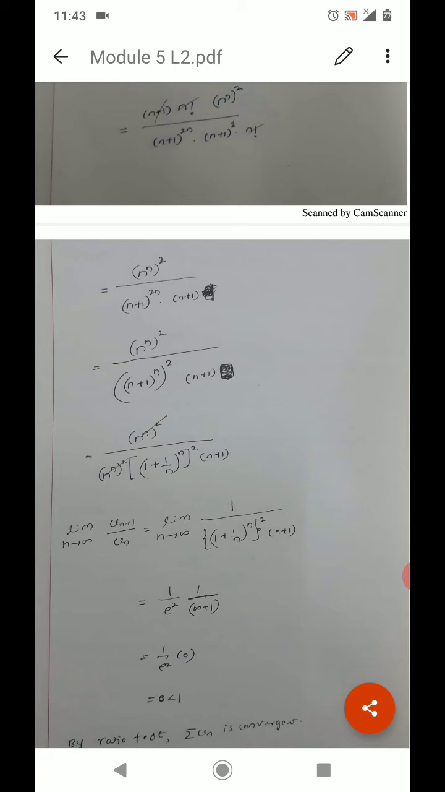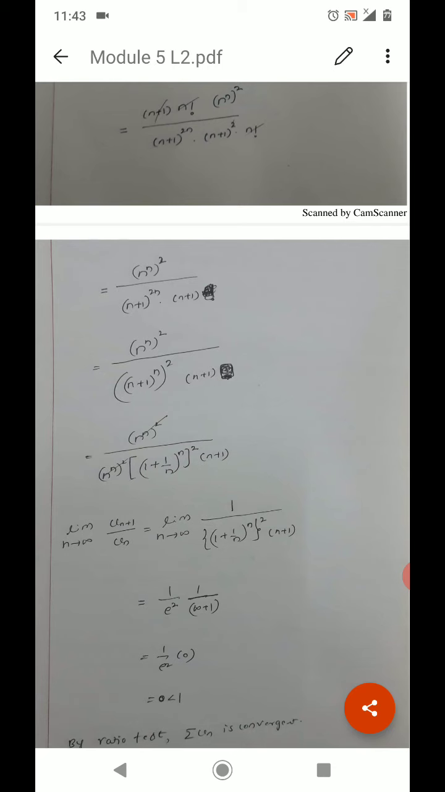Now apply the limit as n tends to infinity. So on the right side we have the limit as n tends to infinity of 1 divided by (1 + 1/n)^n whole to the power 2 into (n+1). So this is a standard result: (1 + 1/n)^n, its value is e.